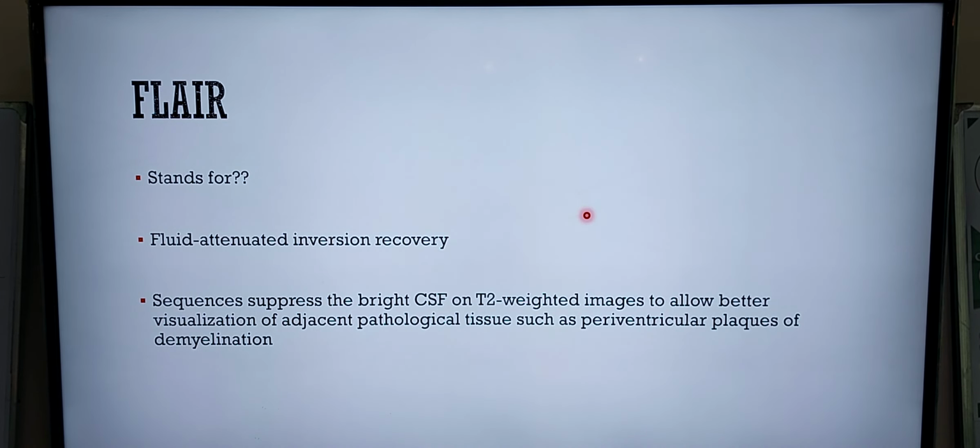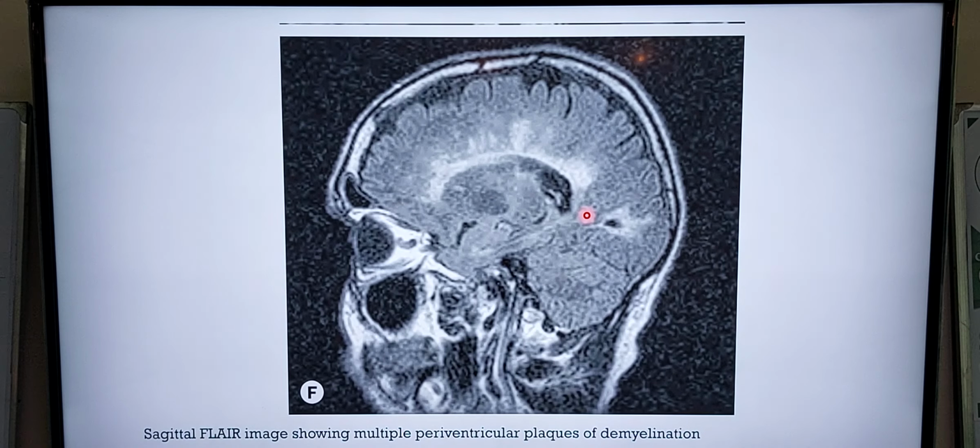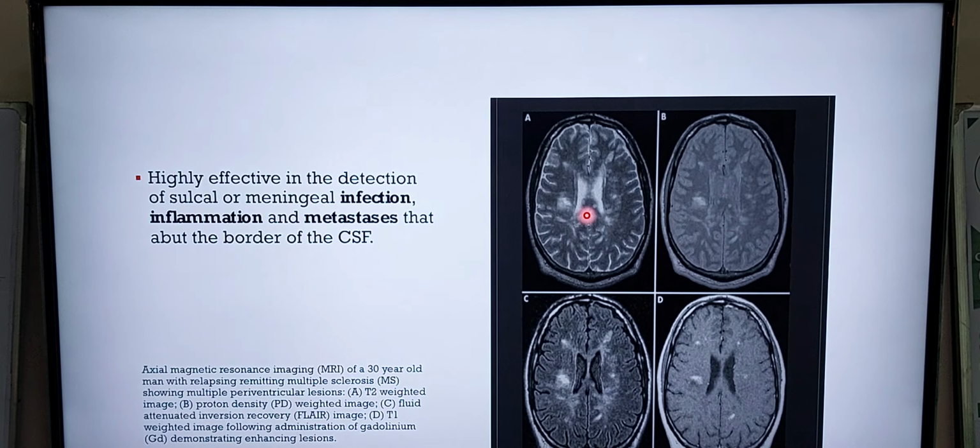These sequences suppress the bright CSF on T2 weighted images to allow better visualization of adjacent pathological tissues such as periventricular plaques of demyelination. So, FLAIR images are ordered in case of multiple sclerosis because we want to see the demyelination. This is a sagittal FLAIR image showing multiple periventricular plaques of demyelination in the case of multiple sclerosis.